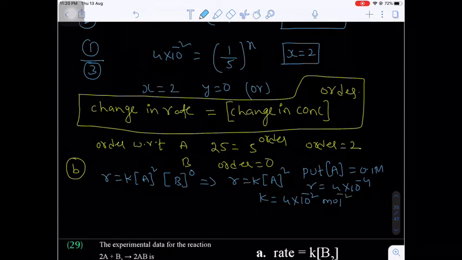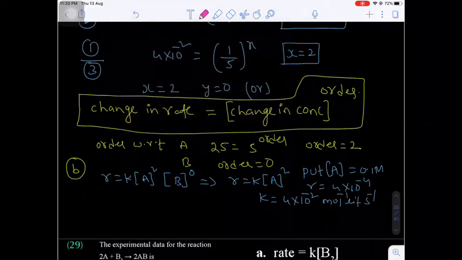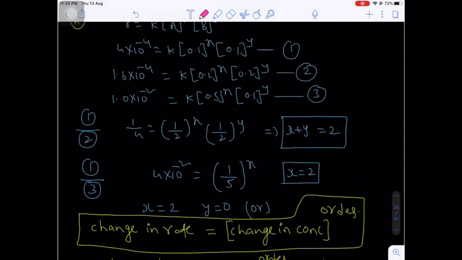The units are mole to the power minus 2, mole to the power minus 1, liter to the power 1, and second inverse. And one more question is there in this.